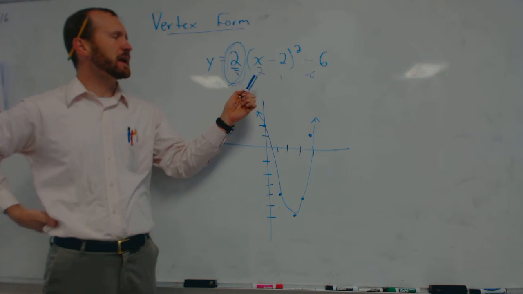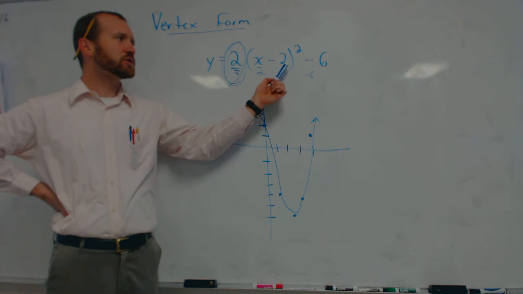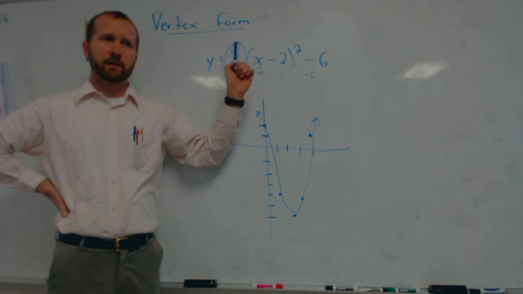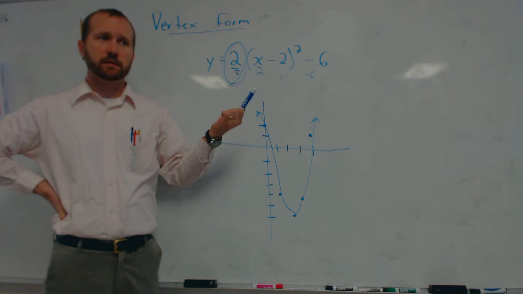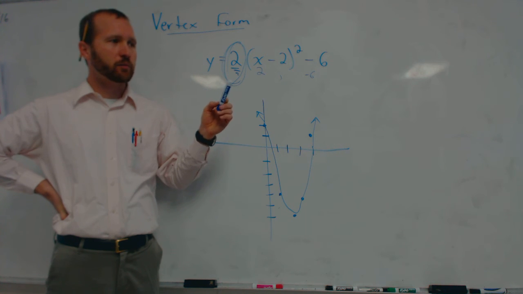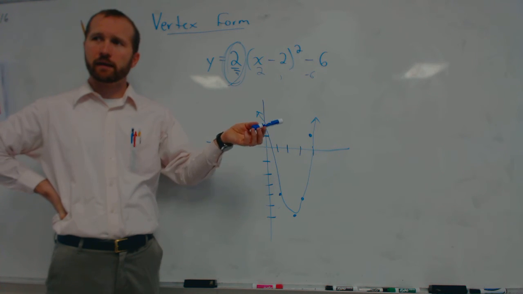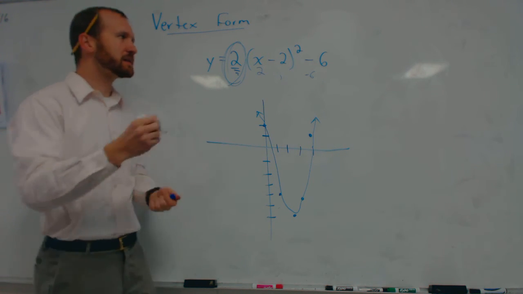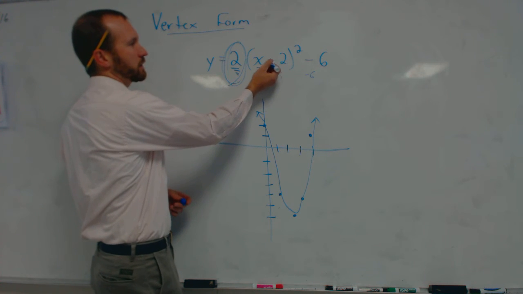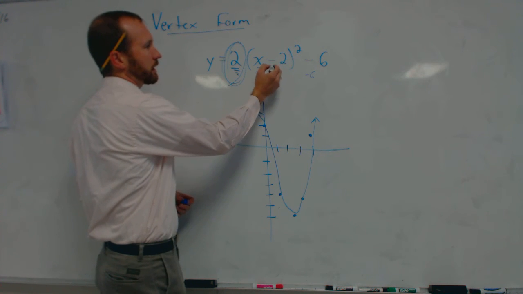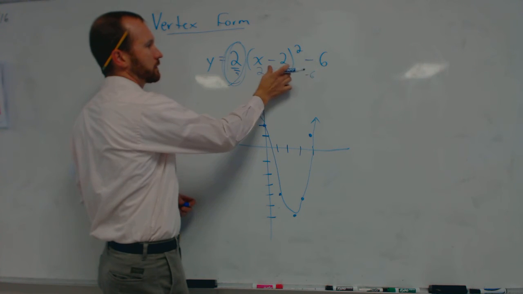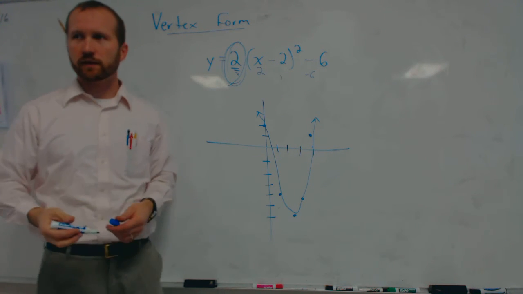These actually do have names. This is called H and this is called K. And the vertex point of any parabola is H comma K. This is technically negative H because of this, but I just like to say it like this. Do you see what I'm saying?